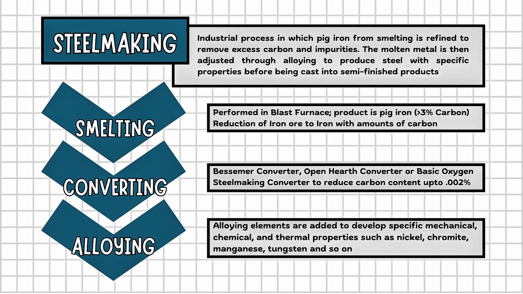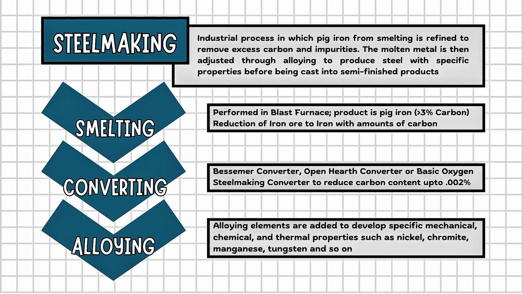So as we all know, converting is a process of reducing carbon content and also impurities to achieve liquid metal with fewer impurities. So after converting, our pig iron now has a carbon content of up to 0.002%.